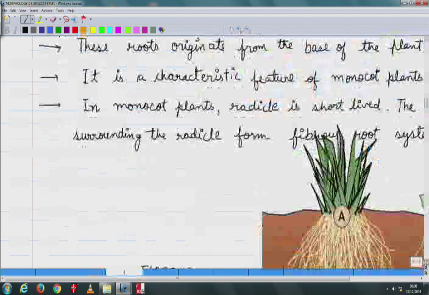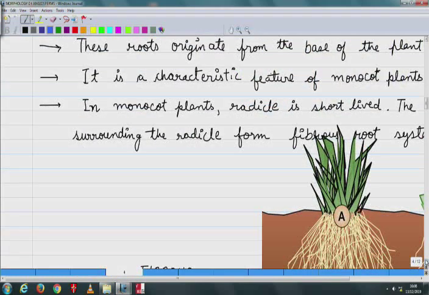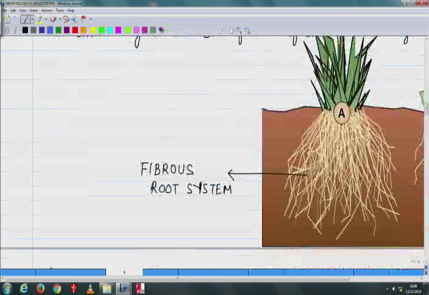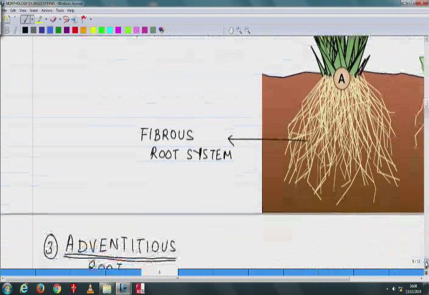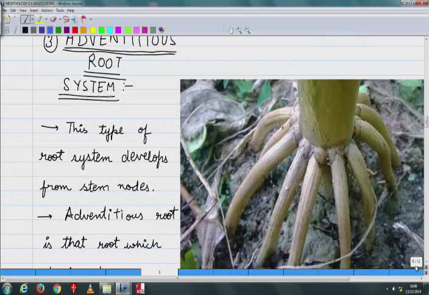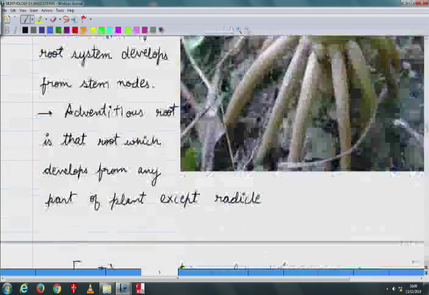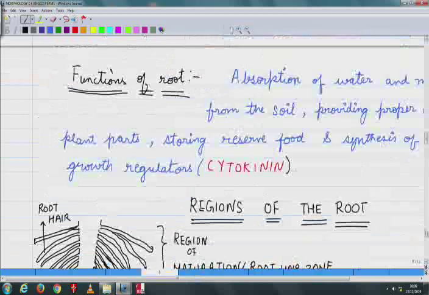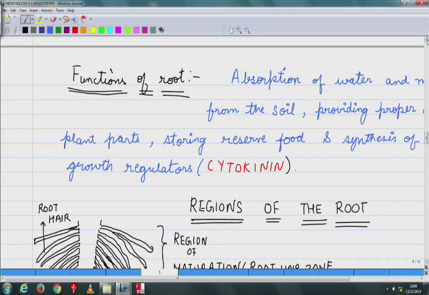Fibrous root system originates from the base of the plant, but it is not the radicle; it's something else. Adventitious root is the third type of root system, and it develops from the nodes of the stem. It does not develop from the radicle. Any part other than the radicle that gives rise to root is referred to as adventitious root.